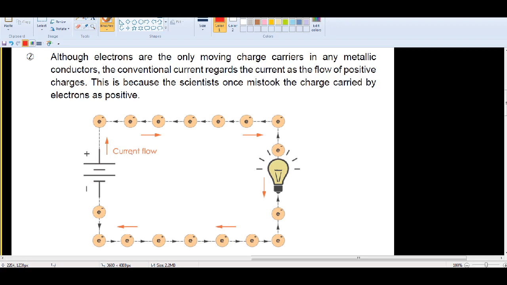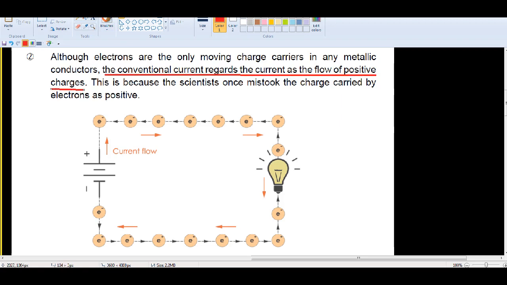So if we look at the nature of the charge carrier, the electron is negative. So normally we should say the current in the metallic conductors should be negative, right? But in all the textbooks, or in our scientific conventions, the conventional current is always positive. Okay, so it's very interesting.